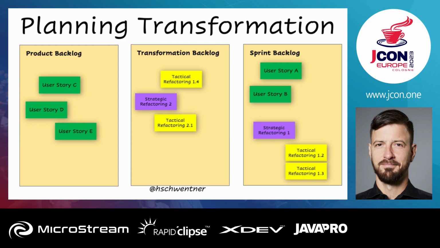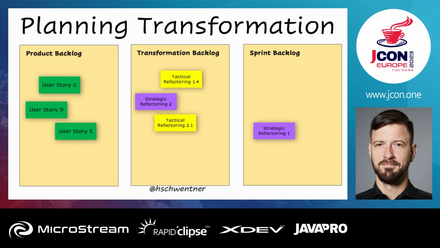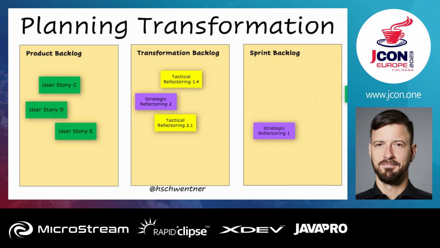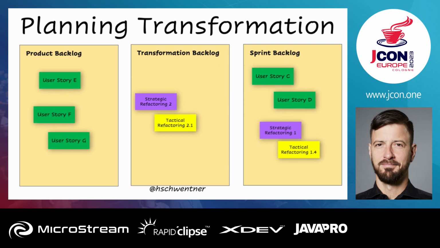And that means, of course, the transformation backlog will not be done with one short analysis. That's also something that will move on. And then with every sprint, maybe I start with the first sprint here, we have user story A and user story B, and then say, well, strategic refactoring, and we plan the tactical refactorings 1.2 and 1.3. And in the next sprint, we come with user story C and D and tactical refactoring 1.4. Strategic refactoring stays there because strategic refactoring takes longer than one sprint to be finished.